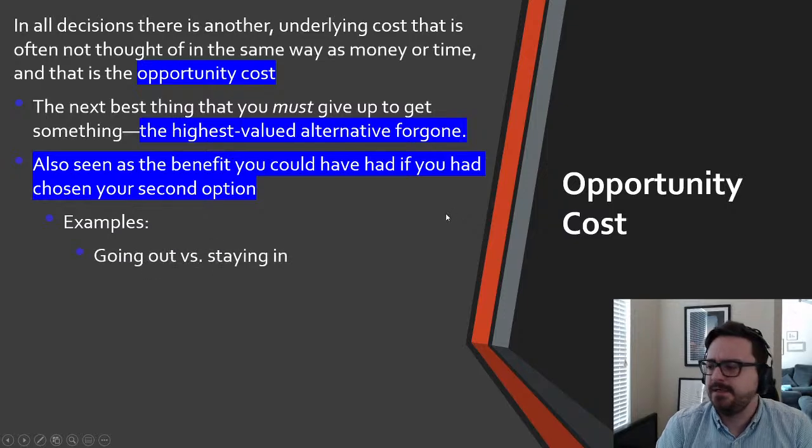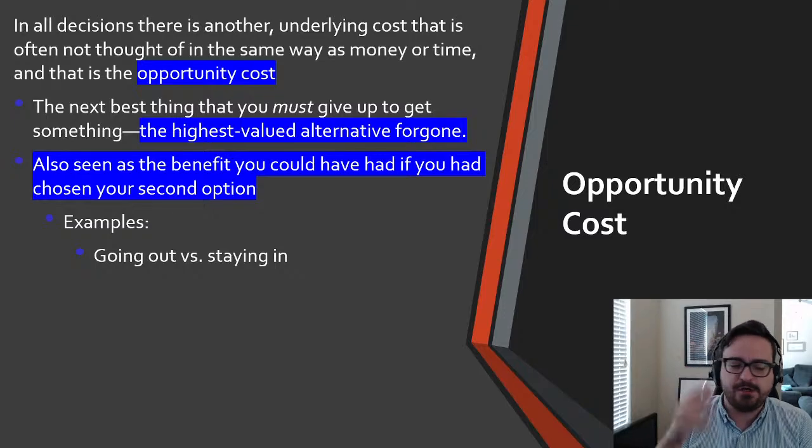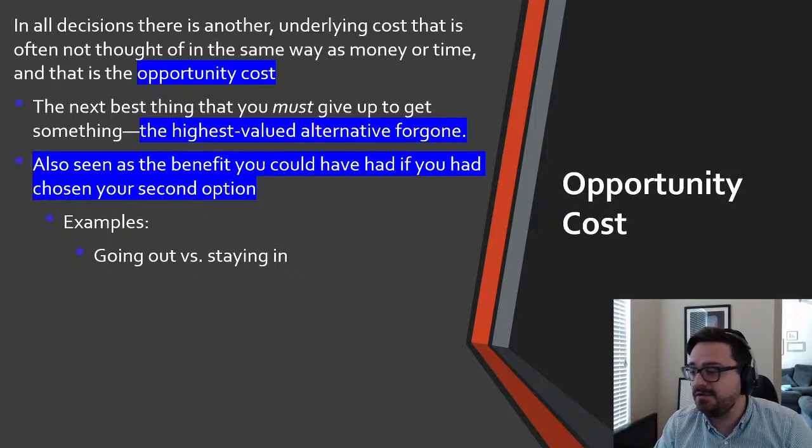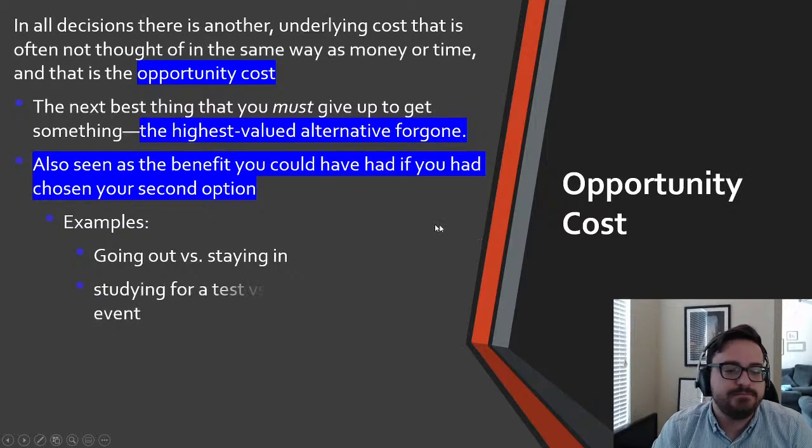Other examples would be like going out for dinner versus staying in. If there's only 2 choices, it's really easy. If you choose to go out for dinner, what's the opportunity cost if you had stayed in? Right? What you would have gotten from staying in. That could have been a healthier meal. It could have been saving money. It could have been a lot of things. Opportunity cost could be a lot of stuff.